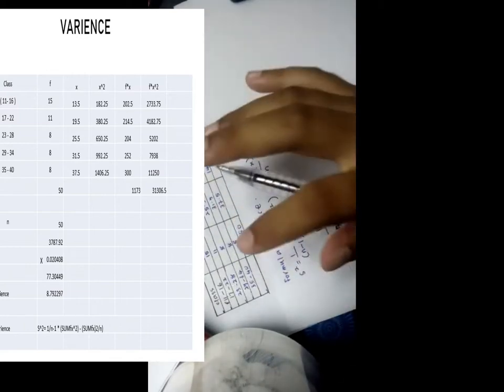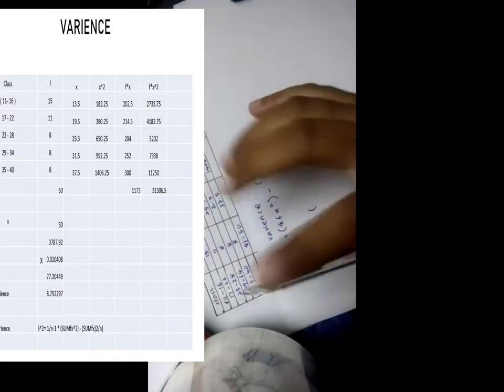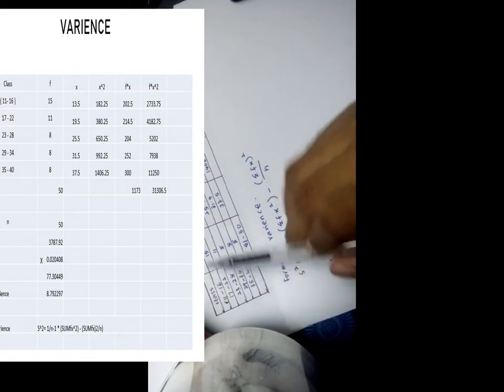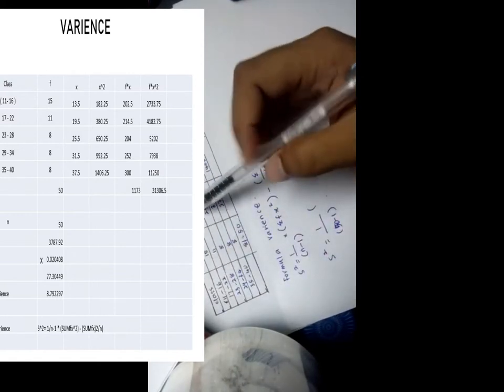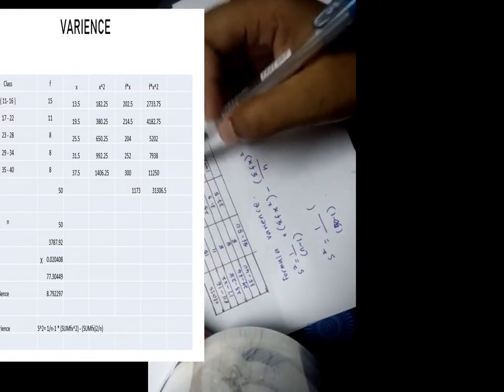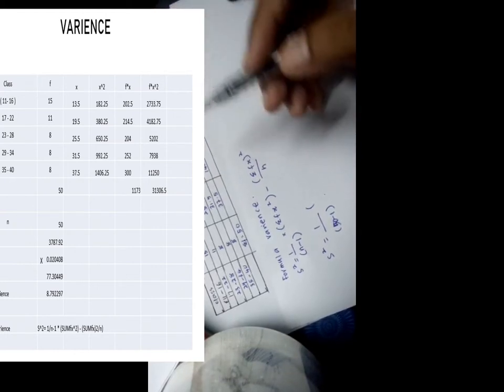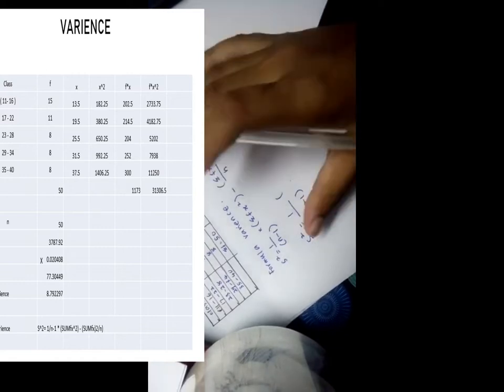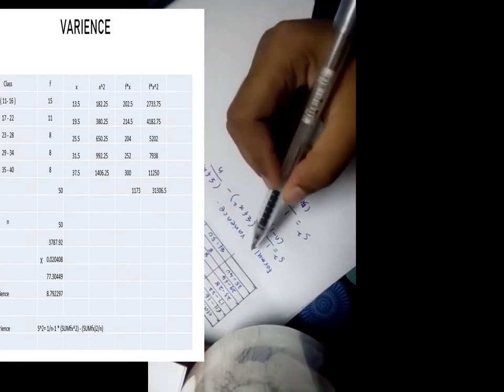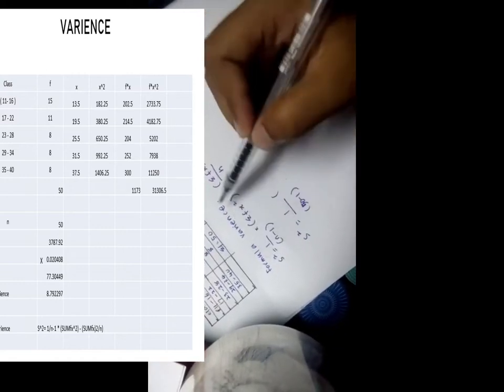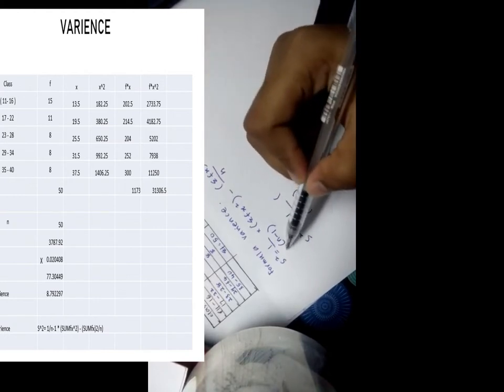My part is variance. In variance, we need six columns. First is class, frequency, midpoint, fx, and fx squared. Okay, before we start the calculation, we have to write the formula for variance. This is the formula for variance.